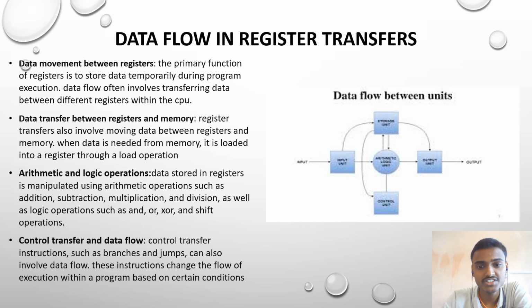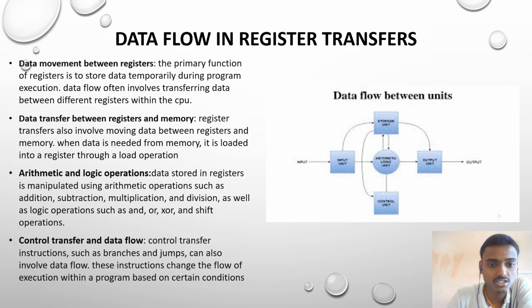The data flow in the register. How is the data flow in the register? Let us see what things happen in the data flow in registers. Data movement between registers. The data flows between the registers, as I said earlier, or between the register and memory, and gets operated on arithmetically or logically. Let us see them one by one.